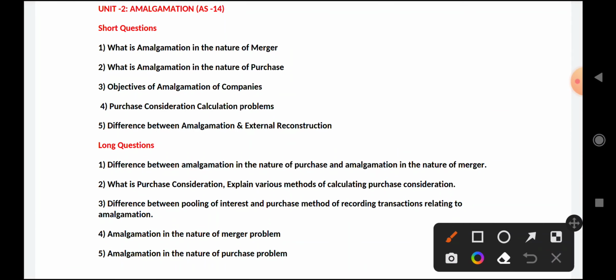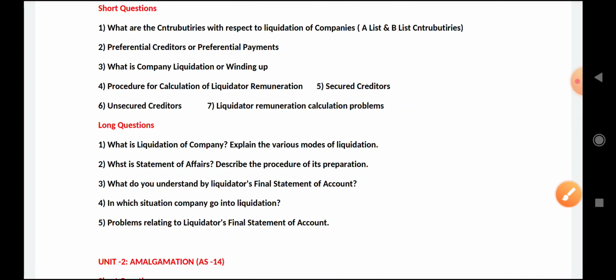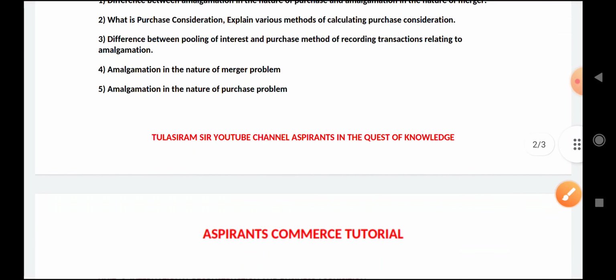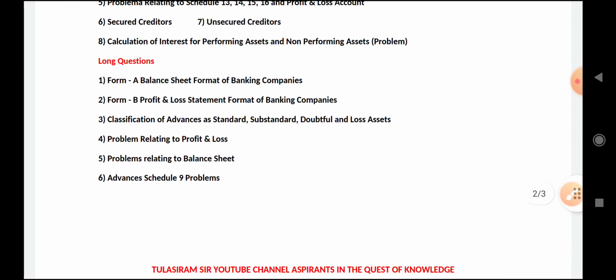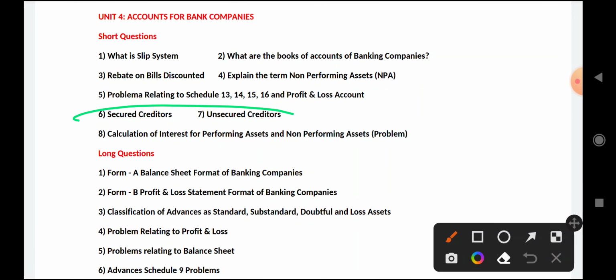Here two questions, not here. First unit, where is first unit? Here. These secured creditors unsecured creditors have come here in case of bank accounts, so these two do not form part of this, and make this as the sixth question, calculation of interest on performing assets and non-performing assets.